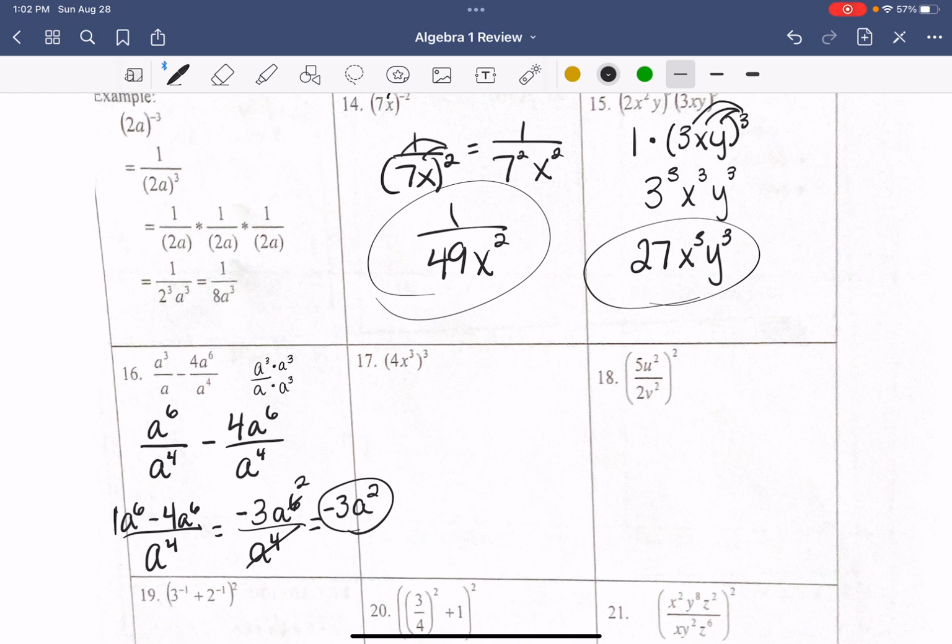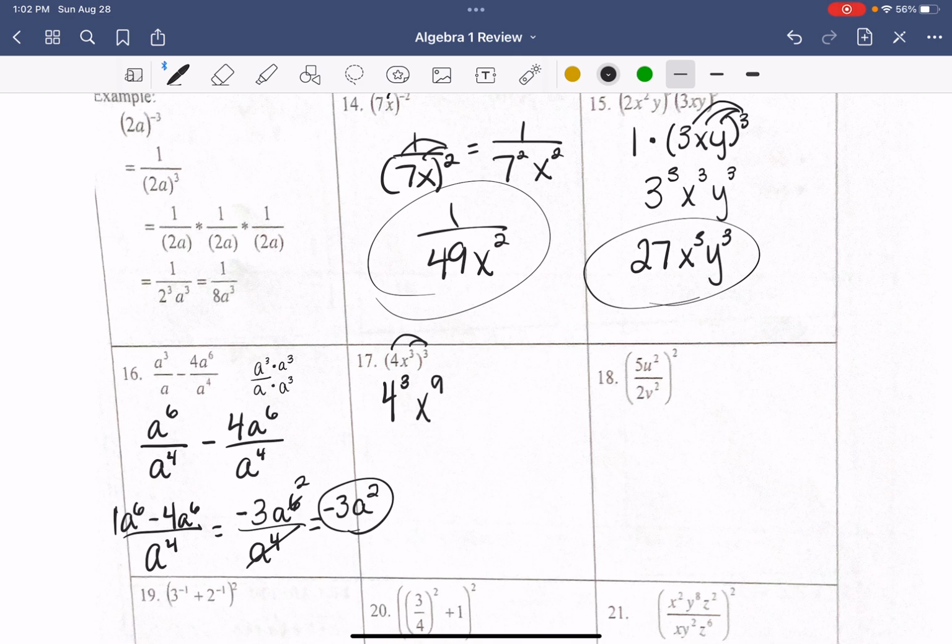Okay. Next one, you're going to do the distributing just like we've been doing. So you're going to have 4 to the 3rd power and x to the, now remember, if you are taking x to the 3rd power and then you're putting it to the power again, you're actually going to multiply.